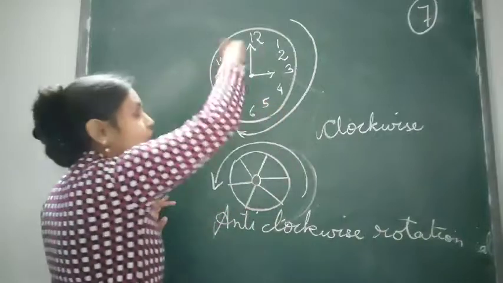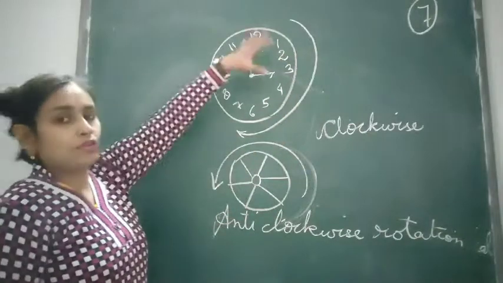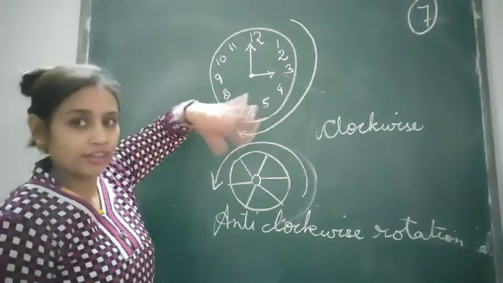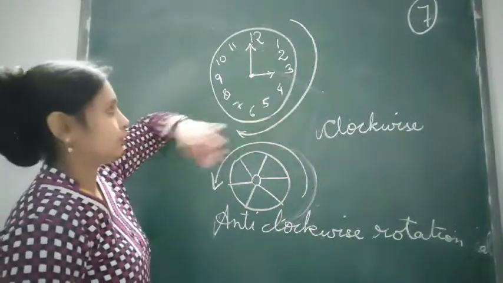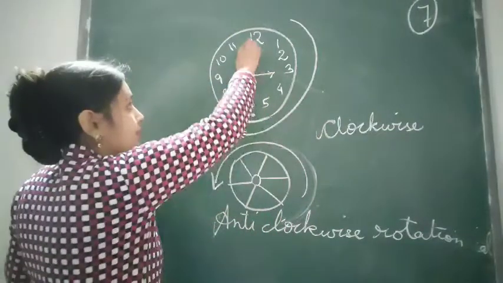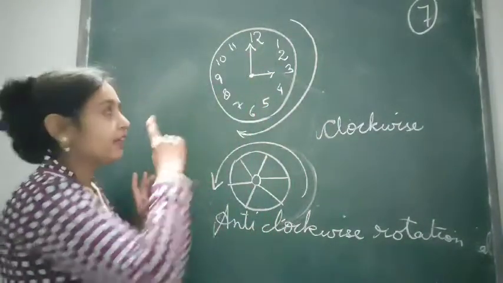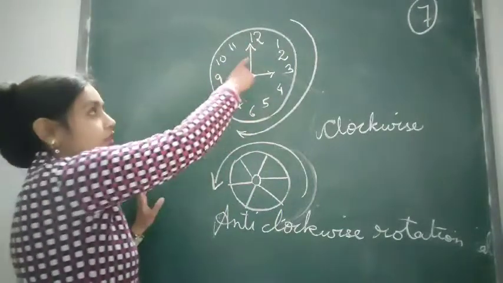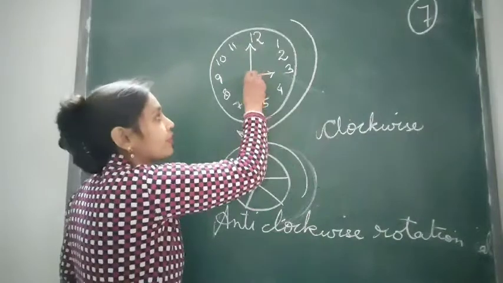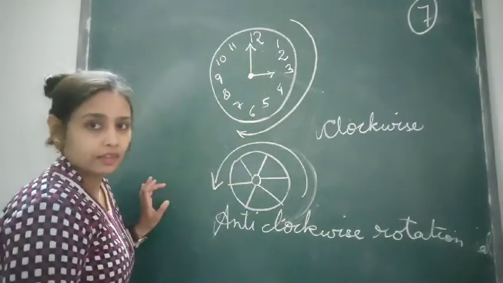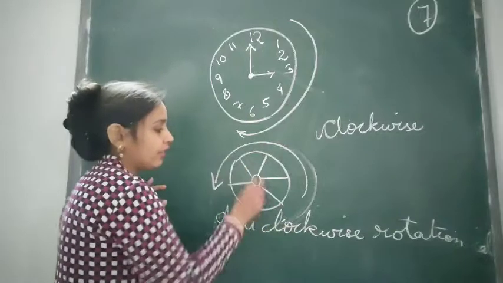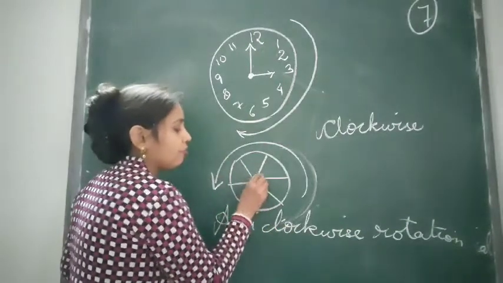Now, what is rotation? Rotation is movement of any figure in a circular order, right? Anything which rotates, like for example, the minute hand and the hour hand, rotates through a fixed point. Similarly, when things rotate, they also rotate through a fixed point.